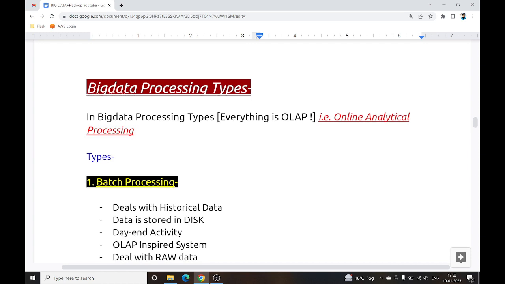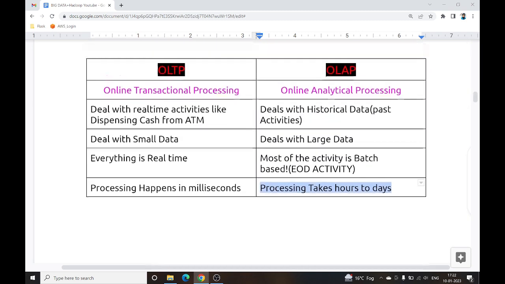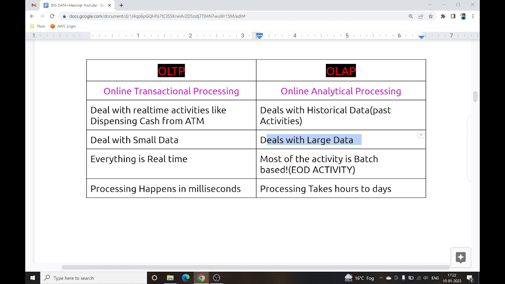Let's come to the next thing, big data processing types. In big data processing types, everything is OLAP. Let me tell you again, everything is online analytical processing. It means in big data we always deal with historical data, and we always deal with large data. In big data most of the activity is batch based, meaning it can be at the end of the day, the middle of the day, or the start of the day. So we will do batch processing here, and deal with historical data, not online data.